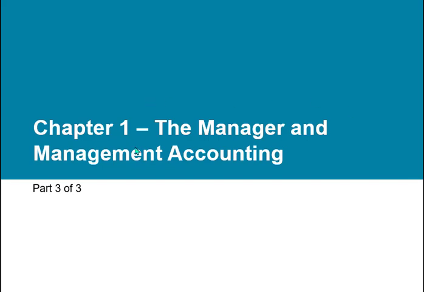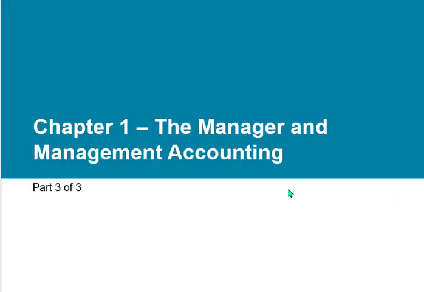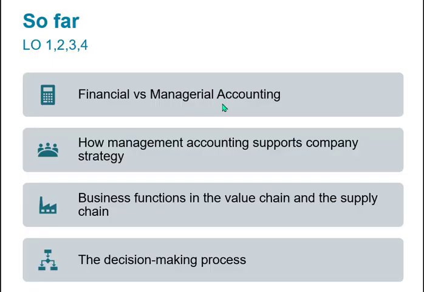Okay, Chapter 1, the Manager and Management Accounting. So far, we've got two-thirds of the chapter done, and we talked about the differences between financial and managerial accounting, differences in focus, and users and timing, how management accounting supports company strategy, business functions in the value chain and the supply chain. You want to have a clear idea of this and how the supply chain is really part of the production spot here in the value chain, and then finally the decision making process.